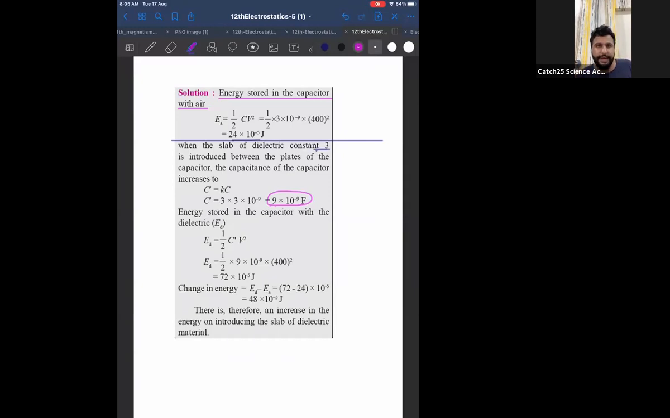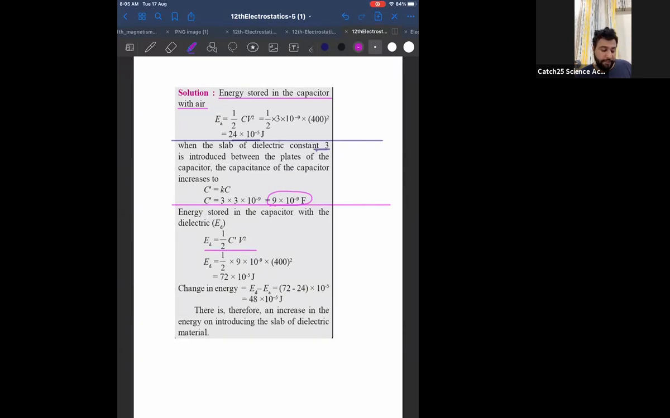Now can I say in this case, the new capacitance will be K times the old capacitance. The old capacitance was 3. This time it will be 3 times 3. Therefore, the new capacitance will be 9 into 10 power minus 9. Now, with this new capacitance, find the new energy. Find the new energy means use the same formula again, half CV square.